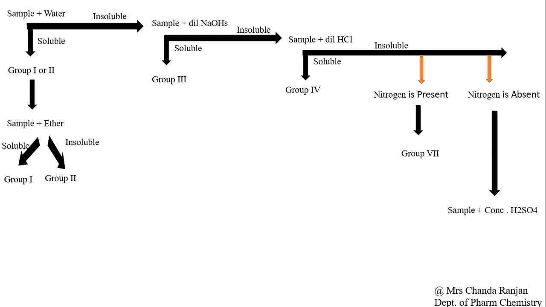If nitrogen is absent, what will we do? We'll take the sample and try to dissolve it in concentrated H2SO4. If it is soluble, it is group 5. If it is insoluble, it is group 6. So we have group 1 to group 7, all the basic ideas. After the solubility studies with these few solvents, we can make out which group it is falling in.